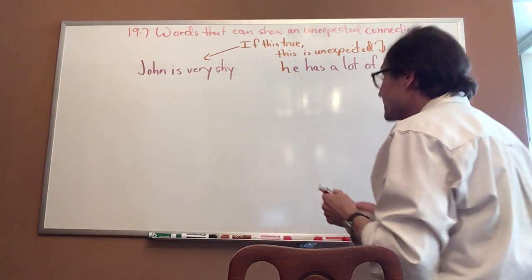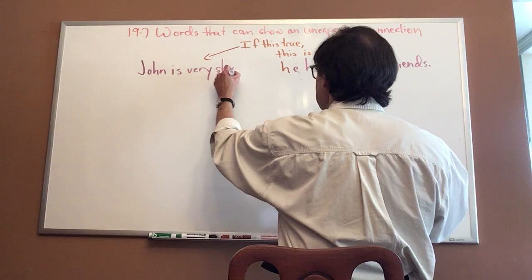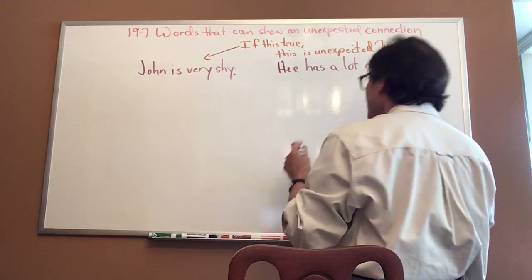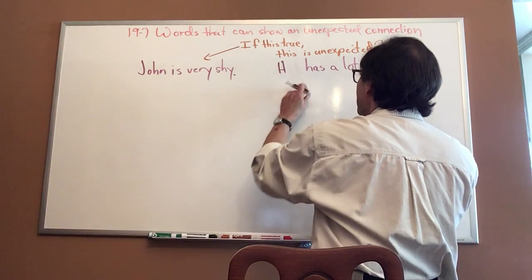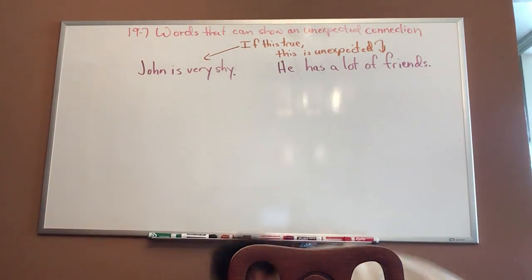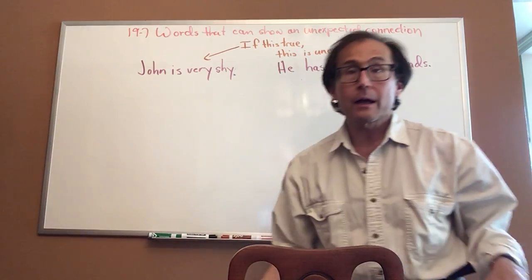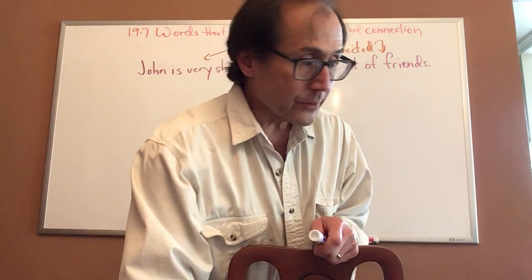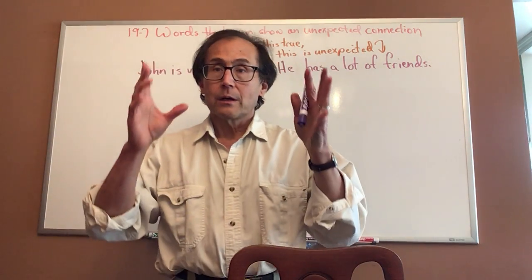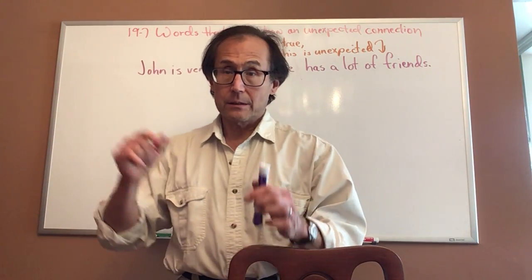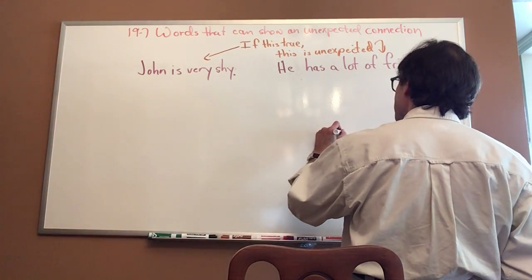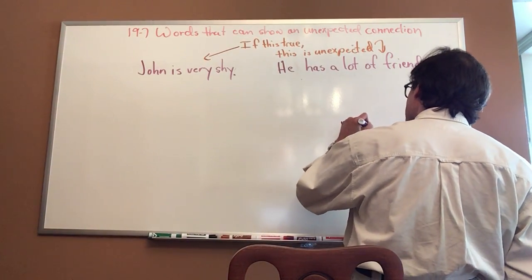Okay, so John is very shy. He has a lot of friends. Well, John is very shy. He has a lot of friends. Another word that can be used to show that this is unexpected is, I'm going to write them here first.